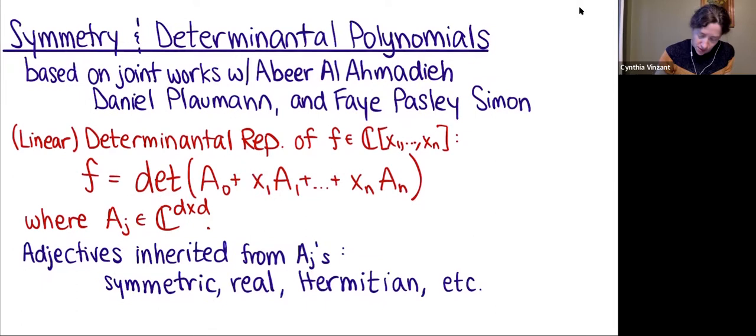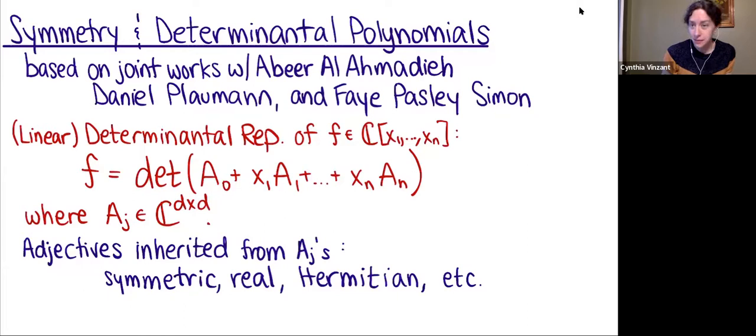So the main object of today is going to be determinantal representations of polynomials, linear determinantal representations of polynomials. If I have a polynomial in n variables, I might want to try and write it as the determinant of a square matrix whose entries are affine linear functions in the variables. If I extract all of the coefficients of each variable and gather them into their own matrix, I get a representation like this, where f is the determinant of a matrix of affine linear forms, where each matrix is D by D.